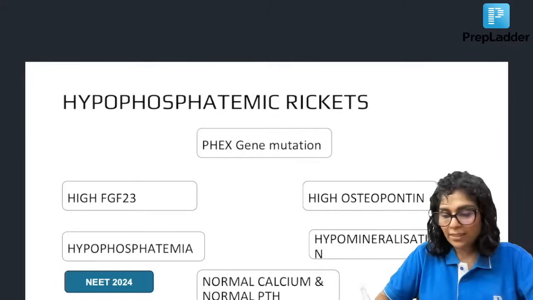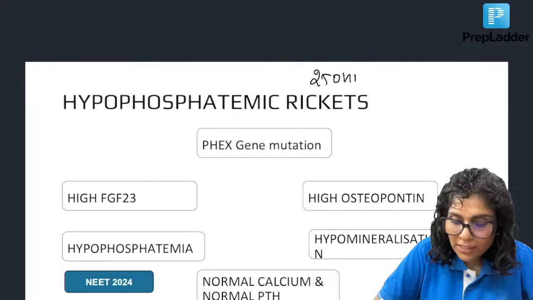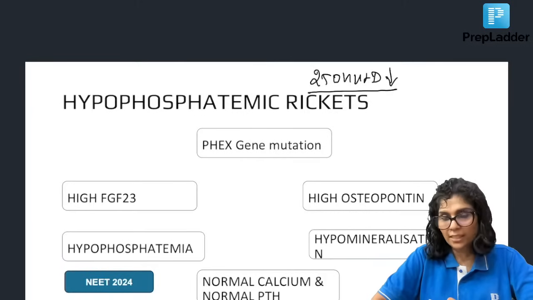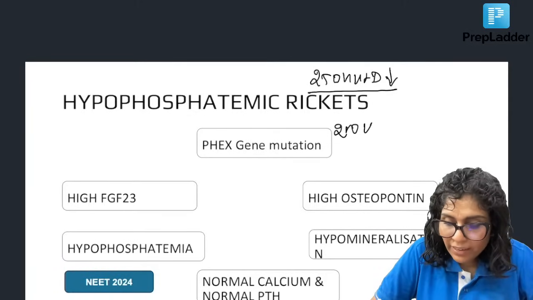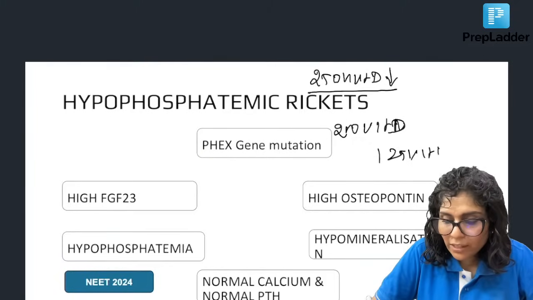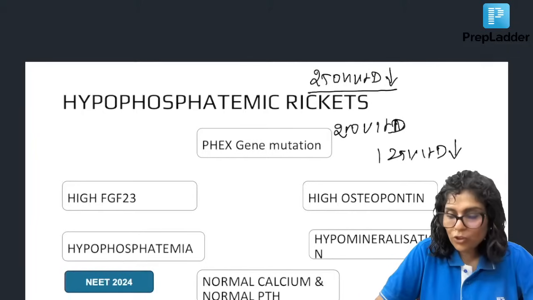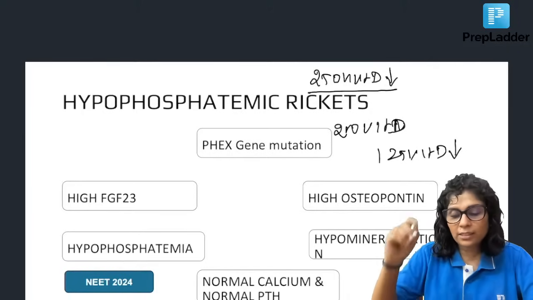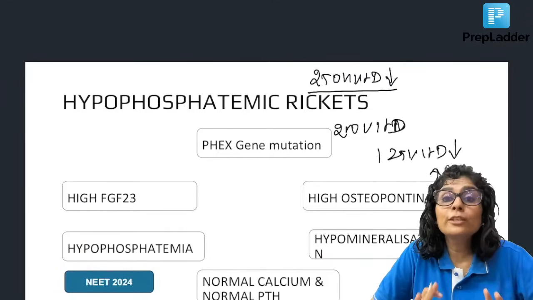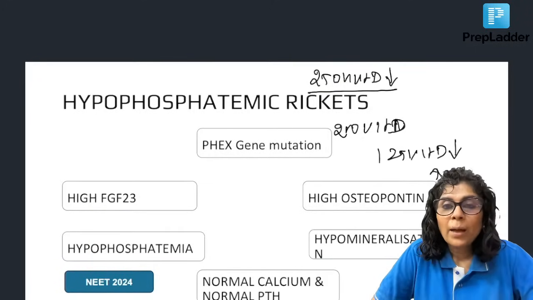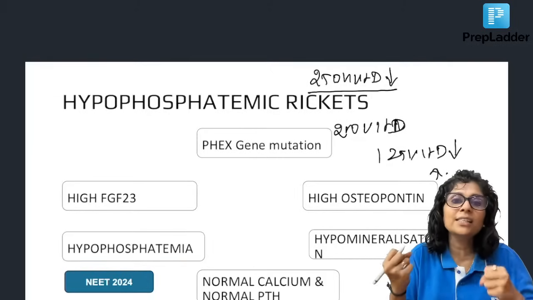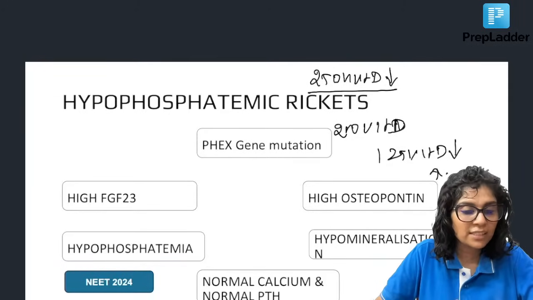So the take-home message here is, when 25-hydroxy vitamin D level is low, it is nutritional vitamin D deficiency. When 25-hydroxy vitamin D level is normal, you estimate 1,25 dihydroxy vitamin D level. If that is low, it is vitamin D dependent rickets type 1. If that is high, it is type 2. This you will do if parathormone levels are high. But if you see rickets-like manifestations with normal parathormone, close your eyes and say it is hypophosphatemic rickets. Are you clear?